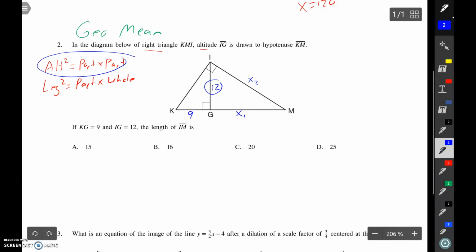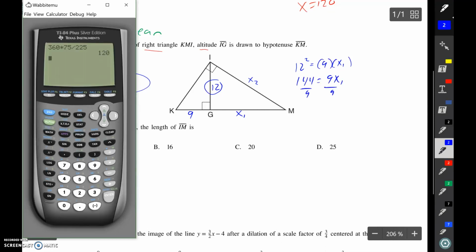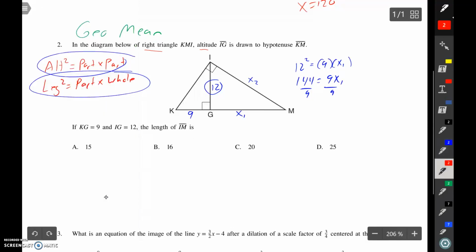So this is kind of a two-step question. You first have to find this piece with the altitude squared, and then we use the leg squared formula to find the missing part there. So first let me do the altitude squared one. Altitude squared is 12 squared equals the part times the part. That's 144 equals 9x. Divide by 9, and 144 divided by 9 we see is 16. And so now we know that this is really 16, which would mean the whole thing, 9 plus 16, is 25.